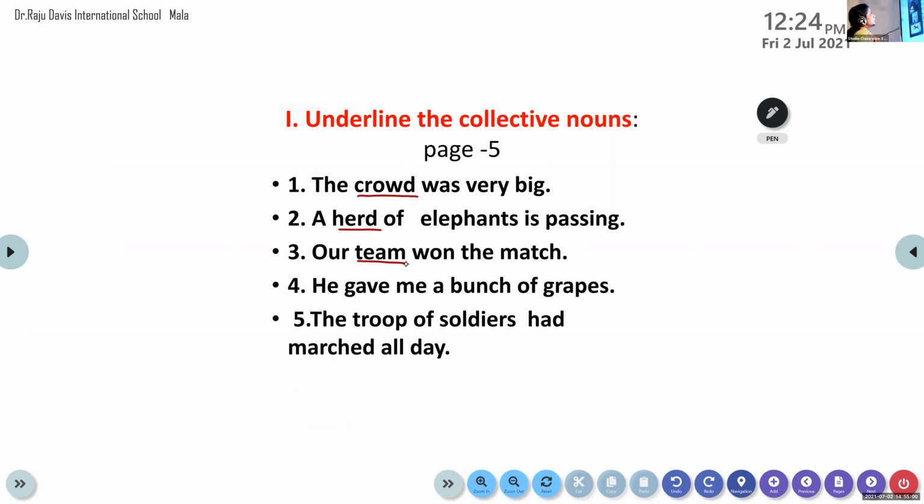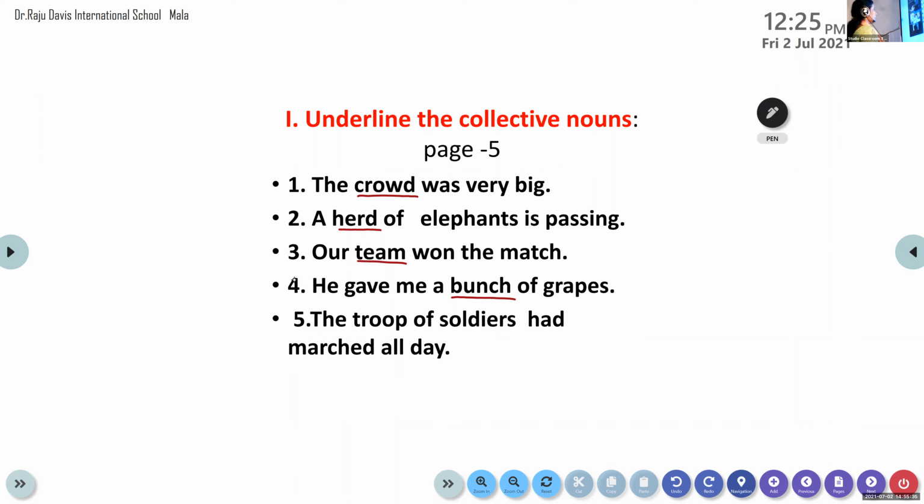So we are able to identify the collective noun in a sentence. We have already learned about 9 to 10 collective nouns. So we know what a collective noun is. Hedelin, come on. Read the fourth question. He gave me a bunch of grapes. So, which is the collective noun there? Bunch. Very good, Hedelin. It is bunch of grapes.